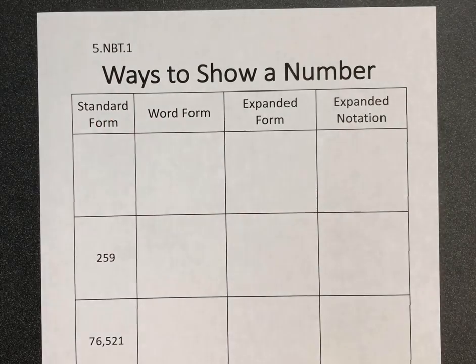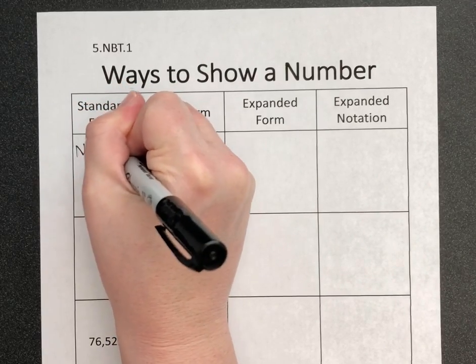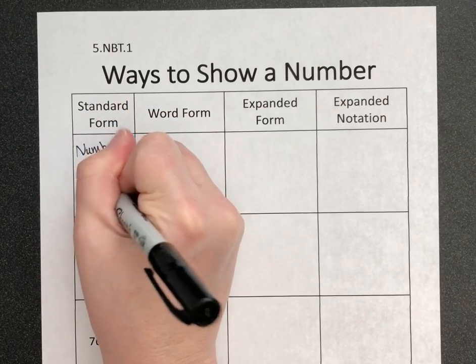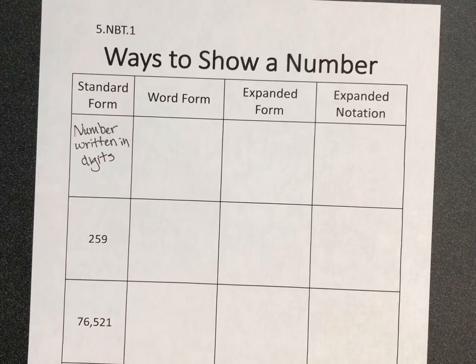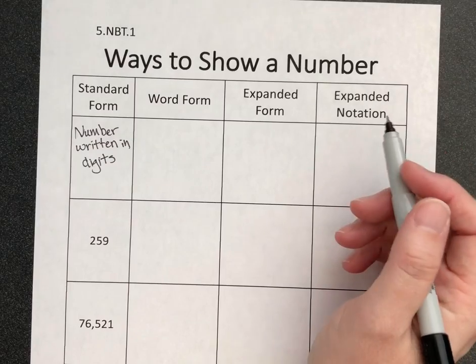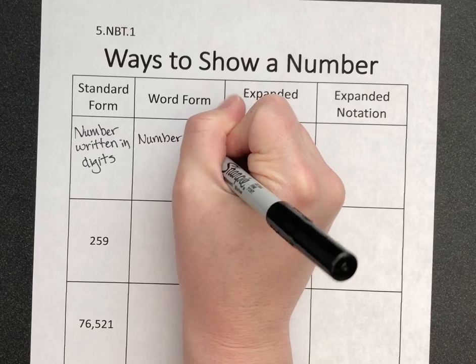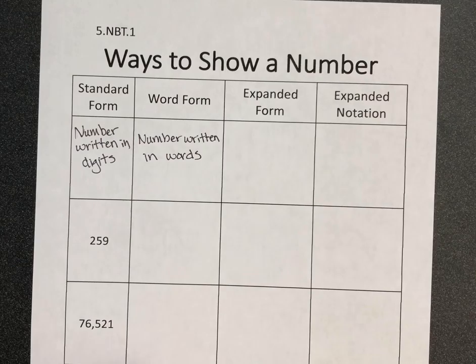So standard form, this is a number written in digits. And we can see those written out down here. I think of this as the regular way to write a number. So standard form, it's just the regular way that we usually write a number. Word form is when we write a number in words. So this is a number written in words. So we would write out the number in words, in word form, using spelling.